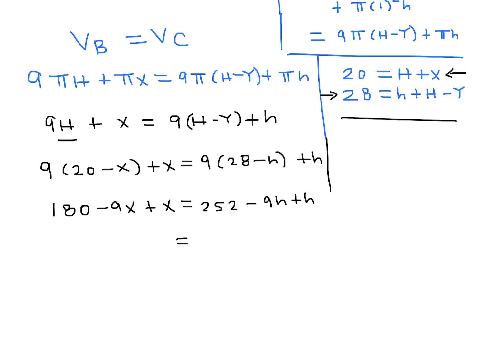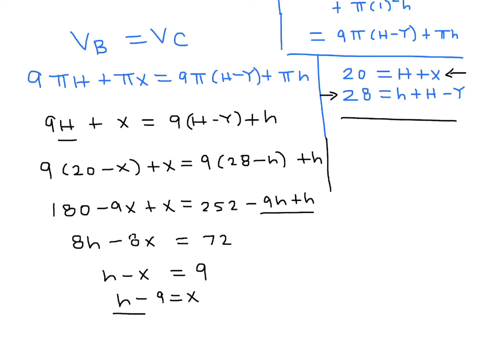So 252 minus 180 is 72. This becomes minus 8x. This over here is minus 8h. Bring it over and it becomes 8h like this. Factor out an 8 and you'll get x minus h is equal to 9. Okay, x minus h is equal to 9, and therefore h minus 9 is equal to x.